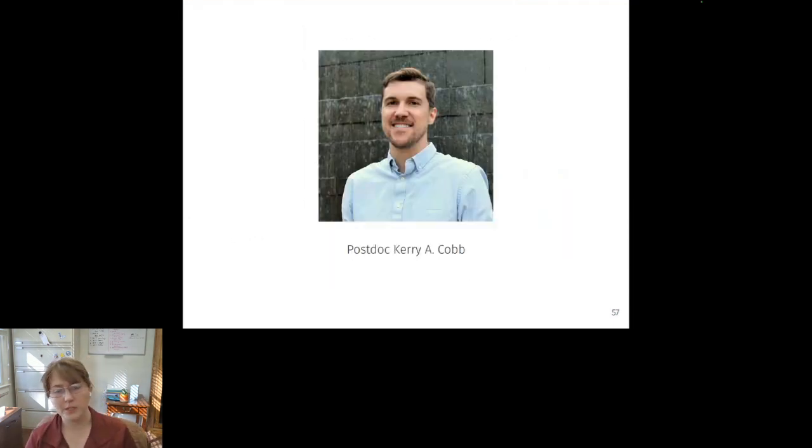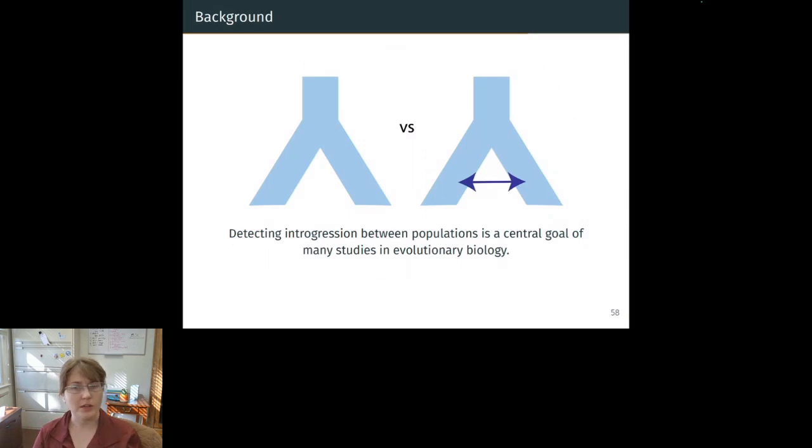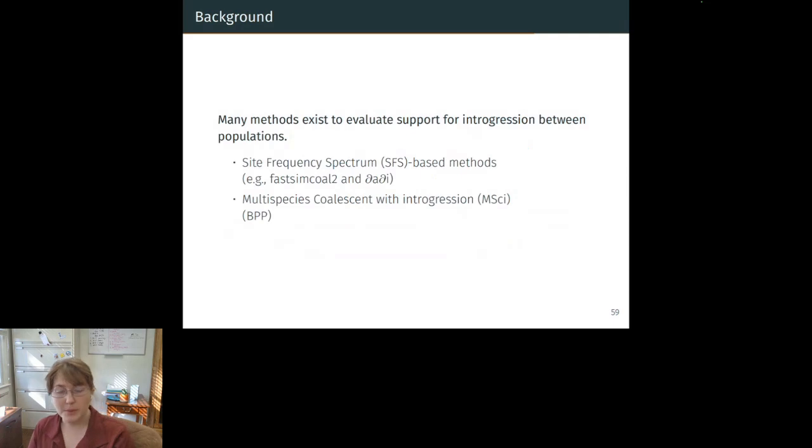Before I talk more about this work, I just wanted to say that this work was led by a postdoc in my lab, Carrie Cobb. And Carrie and I focused on the problem of trying to detect introgression between pairs of populations, which is a central goal in many studies of evolutionary biology. Lots of people want to do this, so many methods exist to do this.